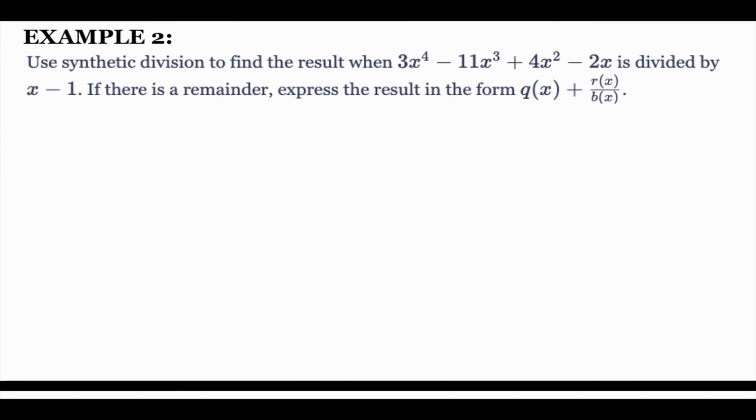Okay? So use synthetic division to find the result when 3x to the fourth minus 11x to the third plus 4x squared minus 2x is divided by x minus 1. Okay? So first thing we're going to do is we need to have a little box up here with the 0 of the divisor.